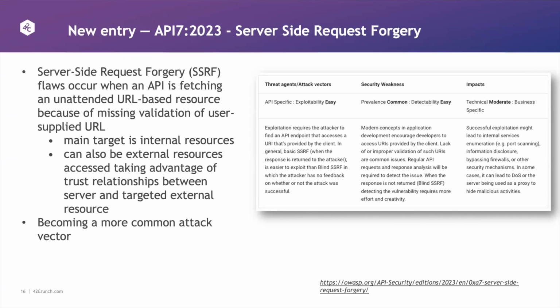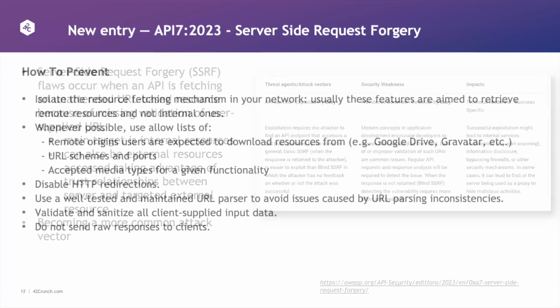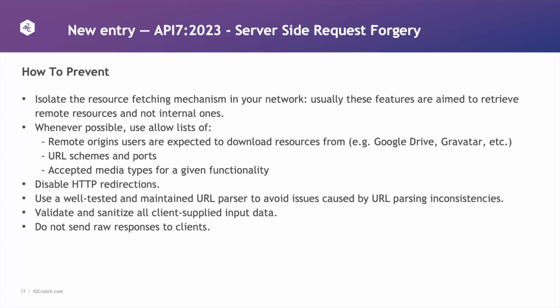Okay, there's a long list of prevention mechanisms, as you can imagine. Let's have a look at that list. This is pretty much all about validating that input. So what do we have there? We have, second to last: validate and sanitize all client-supplied input data. That's a general good practice for anything where you take in client data. Validate it, sanitize it, don't trust it.